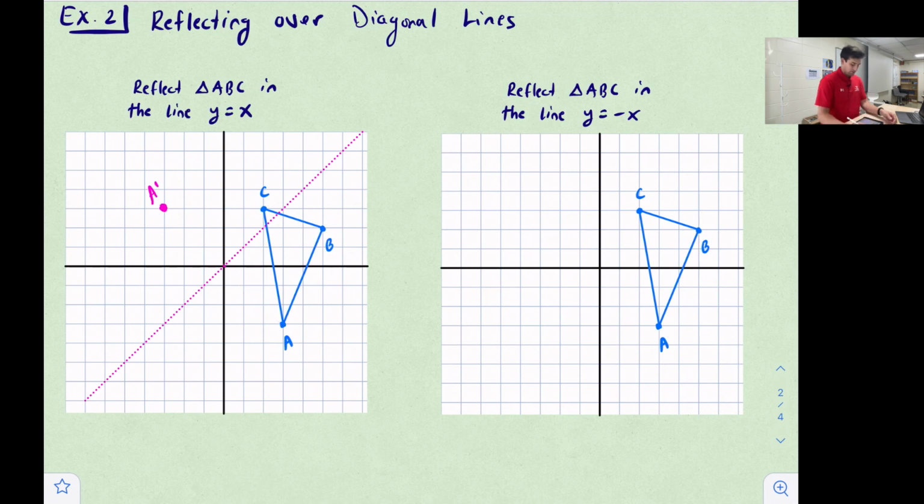Now we can do the same thing with B. Notice B is like 1, but then just a half. So we're going to go a half and 1 in the other direction. So there's B prime.